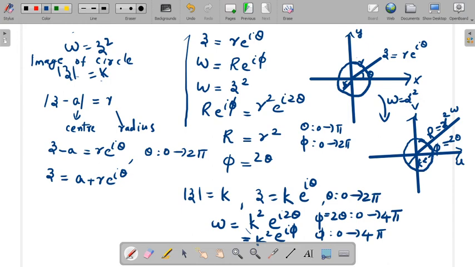0 to pi വരെ വരുമ്പോൾ തന്നെ ഒരു പ്രാവശ്യവും, then pi to 2 pi വരെ വരുമ്പോൾ ഒരു പ്രാവശ്യവും കൂടെ ഇതിനെ ട്രേസ് ചെയ്യും. So images the circle with radius k square, but it will be traced twice.